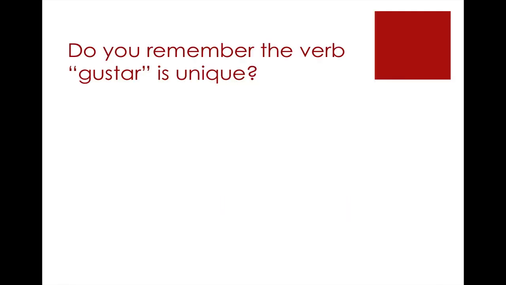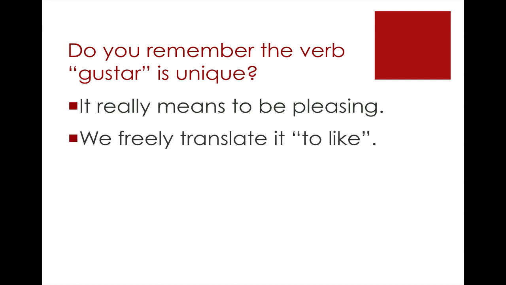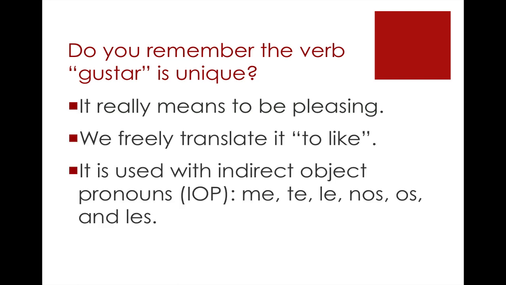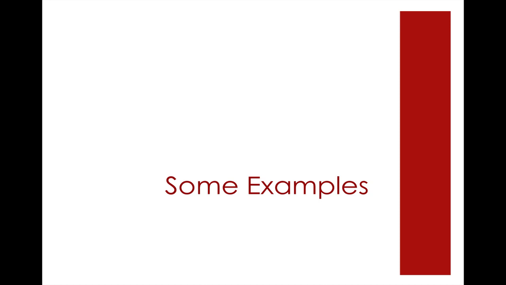As you may remember, the verb gustar is a very unique verb in Spanish. Let's see why. It really means to be pleasing, although we translate it as to like. It is used with indirect object pronouns, which are me, te, le, nos, os, and les. And it also uses redundant indirect object pronouns, which are like a mí, a ti, a usted, etc. Let's look at some examples.